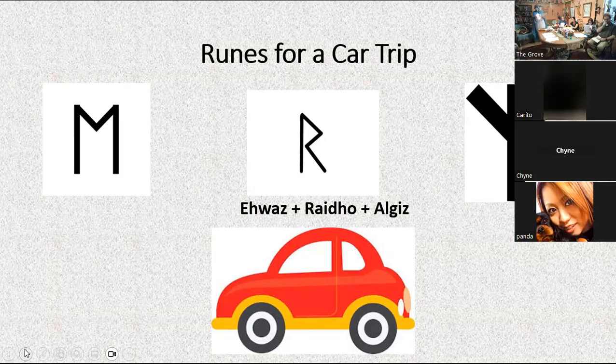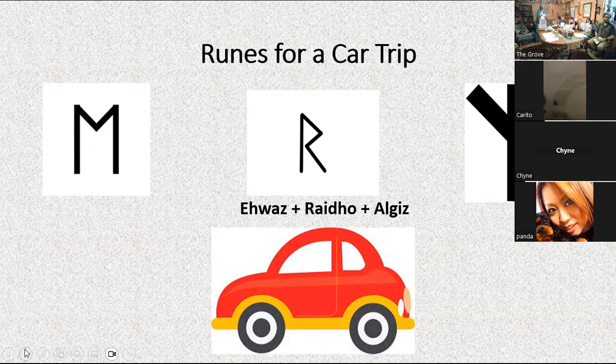Very much. So I have here runes for a car trip. The three runes I like best before a car trip are Ehwaz, because if you think about it, a car is just a modern horse in a magical sense. Raidho, that's symbolic of the road that we are traveling on. And Algiz, to keep my car, and thus me, safe on the road.